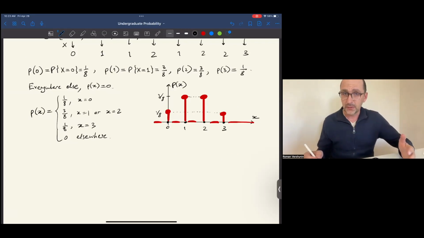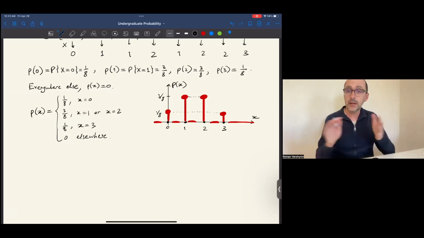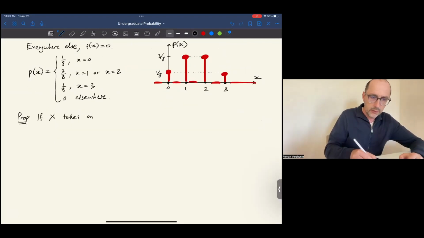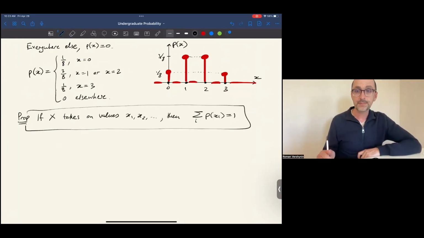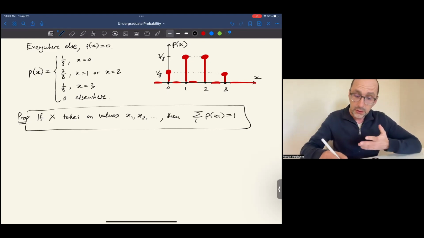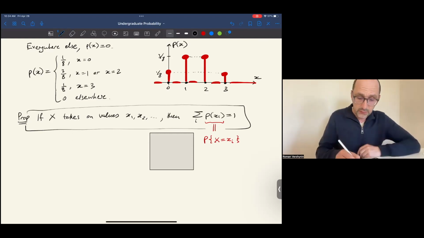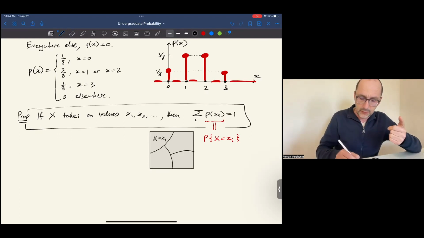A simple property of the probability mass function is that the sum of all the values is always 1. If the random variable takes on values x1, x2, and so on, then the sum of P of xi is 1. To see this, just remember the definition of the probability mass function. It is the probability that x takes value xi. X can only take these values. For this part of the sample space, x takes value x1. For this takes value x2. This takes value x3, and so on.